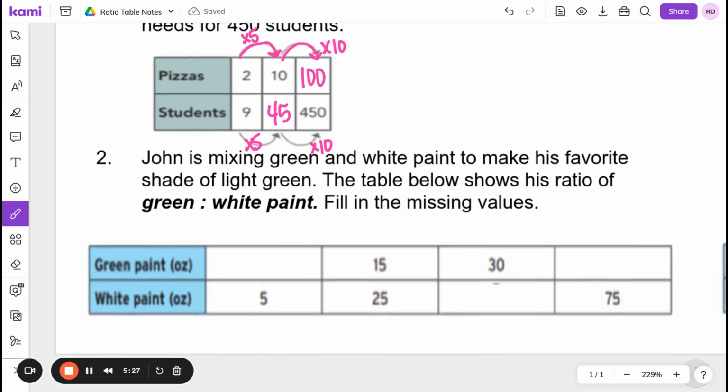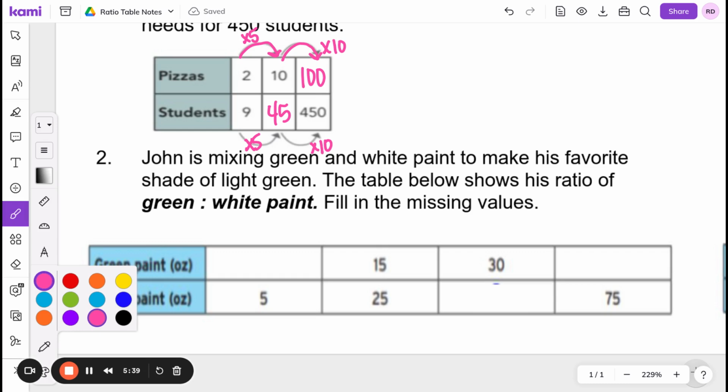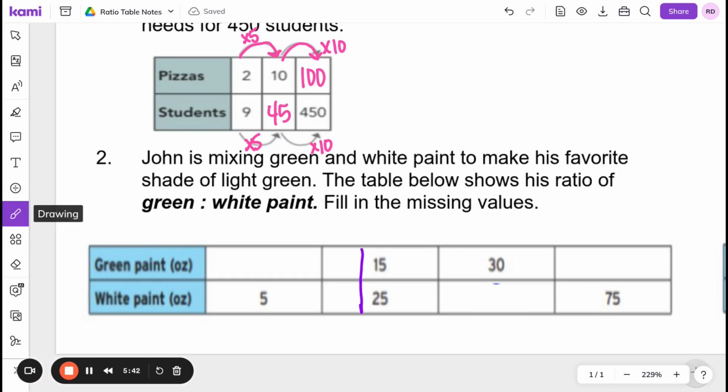Okay, in example number 2, John is mixing green and white paint to make his favorite shade of light green. The table below shows his ratio of green to white paints. Fill in the missing values. So this one only gave us one ratio to start with. So we have to start with this 15 to 25. We're going to scale down to 5 first. If I go from 25 to 5, I got smaller, so I have to divide. And 25 divided by 5 equals 5. Whatever I do to the bottom, I do to the top. So 15 divided by 5 means we would need 3 ounces of green paint there.